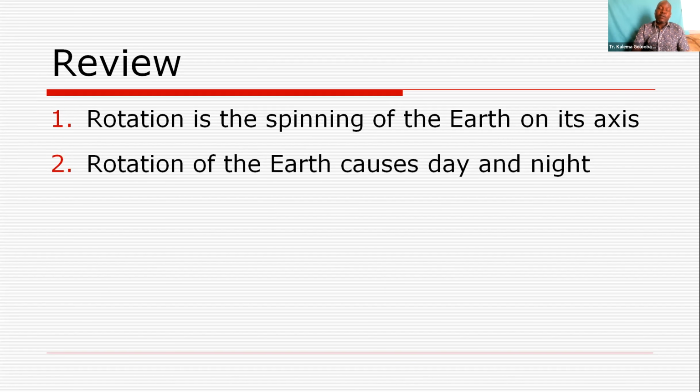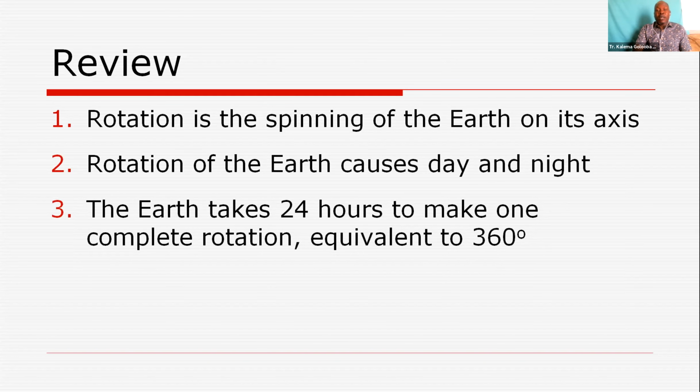That is one thing that we agreed on last time. Number two, we said that the rotation of the Earth causes day and night. I think this was agreed upon in the chat, in the discussion forum, in the lesson. Number three, that the Earth takes 24 hours to make one complete rotation. And since we said it is an oblate spheroid, more or less a sphere, it means that it takes 24 hours to complete 360 degrees.